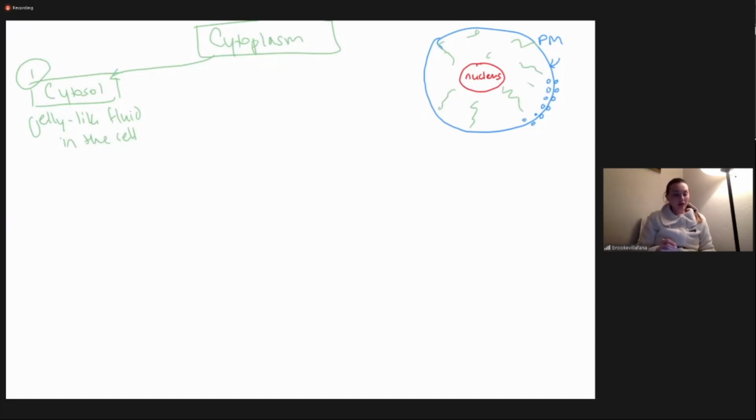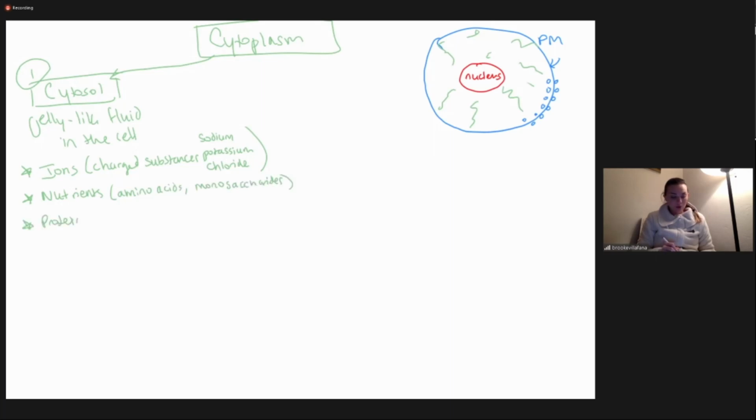So the cytosol is all that jelly-like fluid that's holding up the cell. It has a variety of things in it. It has ions. Ions are charged substances, for example sodium, potassium, chloride. These all have little charges on them if you've taken chemistry. Nutrients, examples would be amino acids, monosaccharides. Some of these words are unfamiliar, but you'll learn them as we go along. Proteins, an example of this would be the cytoskeleton.